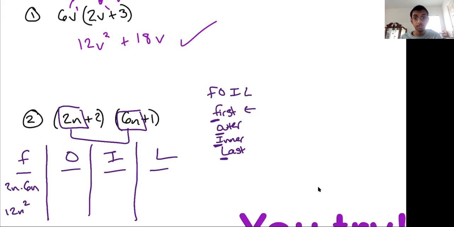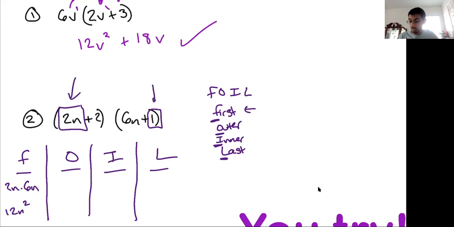The next thing to do is our outer. So what are our outer terms? Our outer terms means the things on the outsides of both parentheses. So this is the first outer term always, and this is the next outer term always. So we look at these two terms. We're multiplying the 2n times the 1, and then that would become 2n.